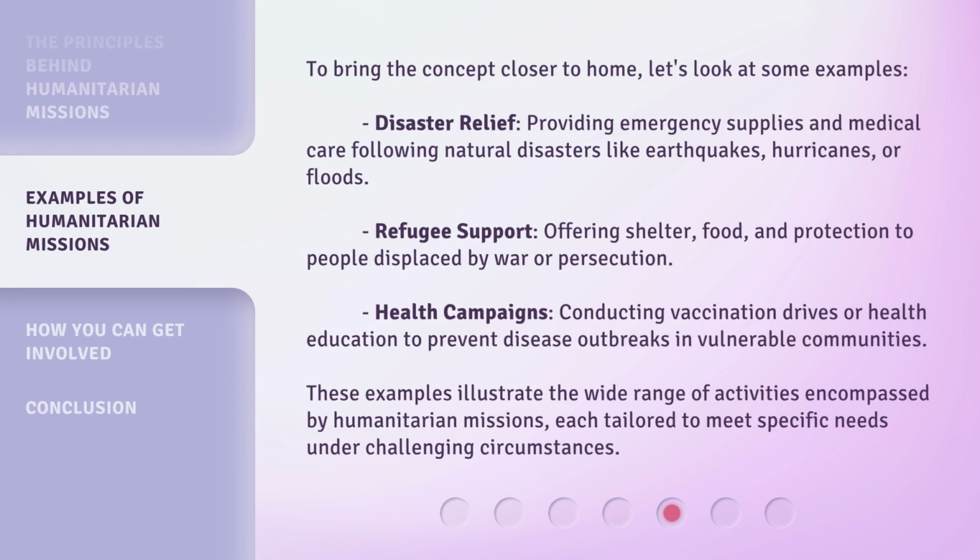To bring the concept closer to home, let's look at some examples. Disaster relief. Providing emergency supplies and medical care following natural disasters like earthquakes, hurricanes, or floods. Refugee support. Offering shelter, food, and protection to people displaced by war or persecution. Health campaigns. Conducting vaccination drives or health education to prevent disease outbreaks in vulnerable communities. These examples illustrate the wide range of activities encompassed by humanitarian missions, each tailored to meet specific needs under challenging circumstances.